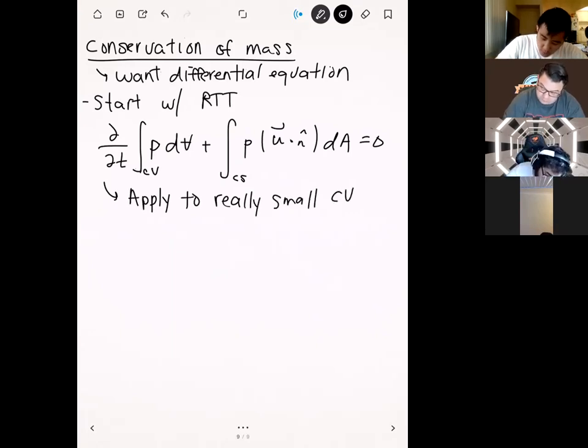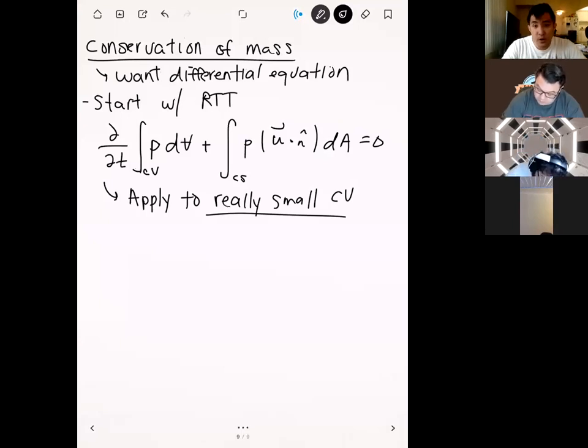Right? And so in order to get a differential equation, we're going to take this and apply it to a really, really small control volume. The formal mathematical term for a really, really small something is infinitesimally small, but it usually takes me several tries to say infinitesimally well. I'm 2 for 2 today, but that usually doesn't happen. So the way I usually say it is that it's just really, really small, like microscopic, that you can think of it.